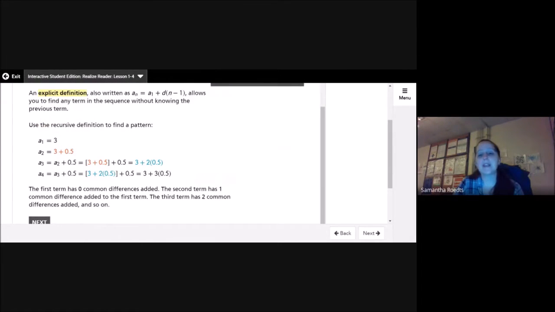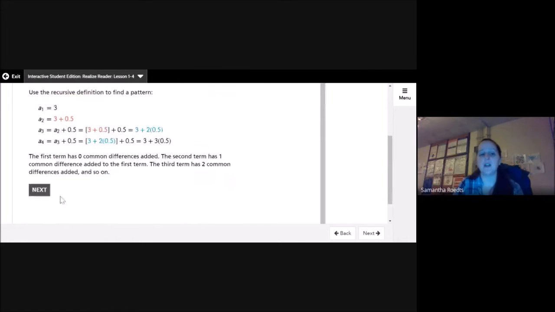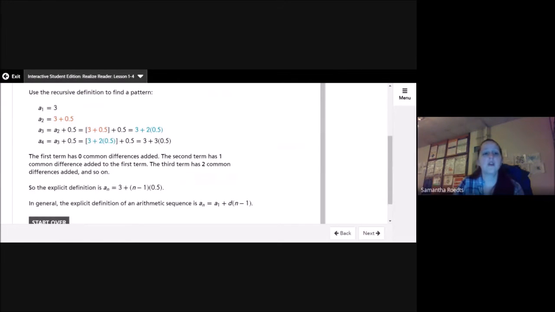So the first term has 0 common differences added. The second term has 1 common difference added to the first term. The third term has 2 common differences added, and so on. So the explicit definition is a sub n equals 3 plus (n minus 1) times 0.5. In general, the explicit definition of an arithmetic sequence is a sub n equals a sub 1 plus d times (n minus 1).